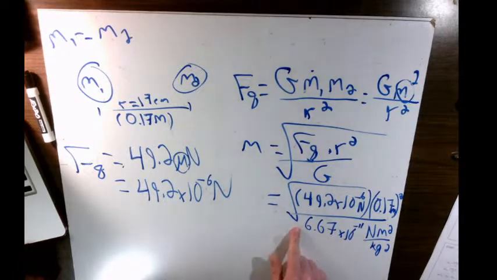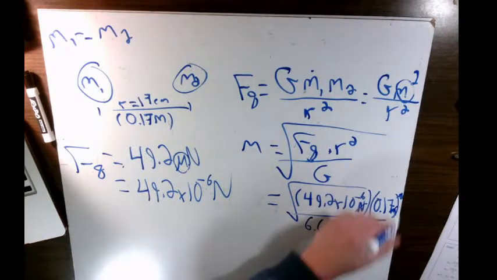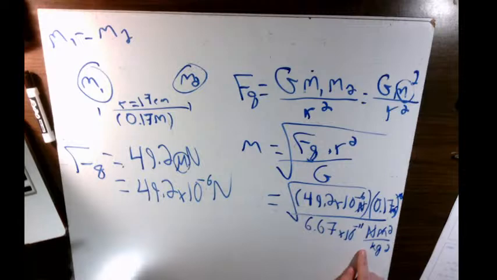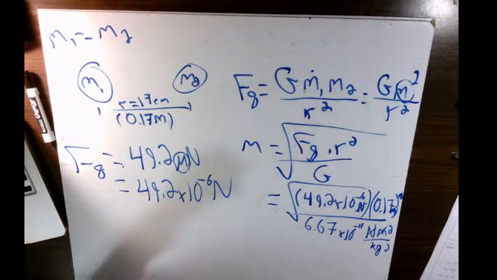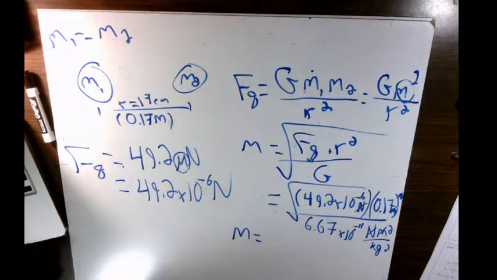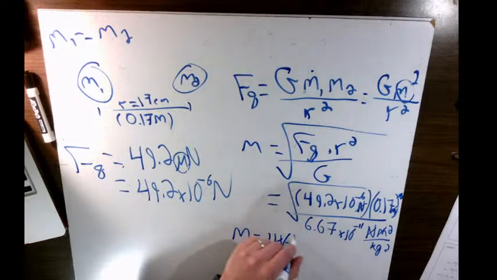Let's take a look at our units. Our newtons will cancel out, our meters squared will cancel out, and our kilograms will be kicked to the top, and they're being square rooted. So our final answer will be in kilograms. Good, that's what we're looking for with mass. And it comes out as 146 kilograms.